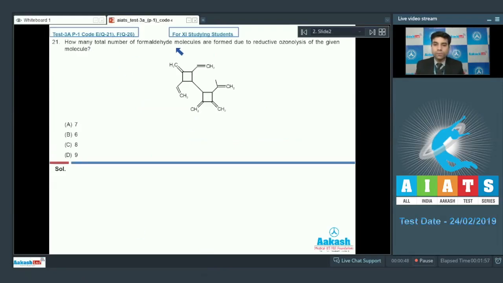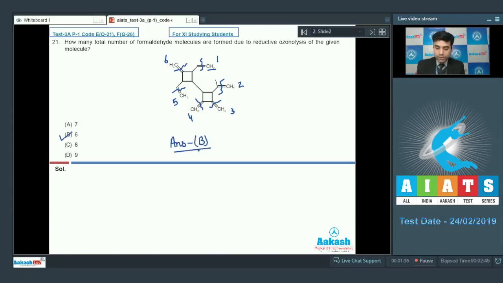It says, how many total number of formaldehyde molecules are formed due to reductive ozonolysis of the given molecule? This is the given molecule. On reductive ozonolysis, let's find how many formaldehyde molecules will be formed. Here we can see we have one carbon, therefore one formaldehyde molecule will be formed here. Similarly, these are the formaldehyde molecules formed in this reaction or with this compound. So we can see 1, 2, 3, 4, 5 and 6. So total 6 formaldehyde molecules will be formed in this reaction. So if I go through the options, the correct answer is given in option B.